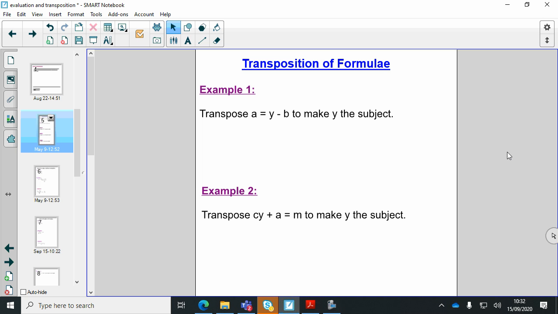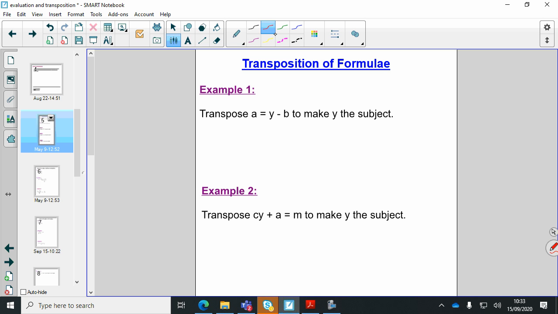Okay, what do we mean by transposition of formulae? Well, another way of thinking of transposition of formulae is changing the subject of the formula. What we mean by that is if we've got a formula and we need to rearrange it so that the subject is by itself on one side of the equals and everything else in the formula is on the other side. So if we look at this first example here, what we're trying to do is transpose a equals y minus b to make y the subject.